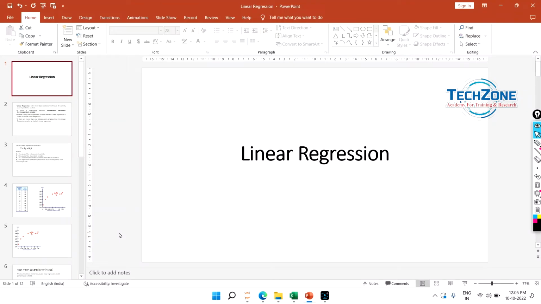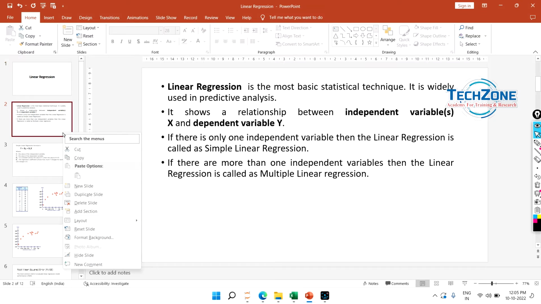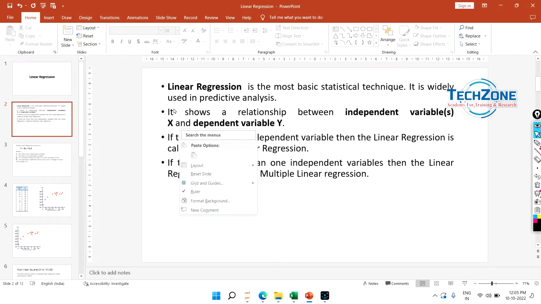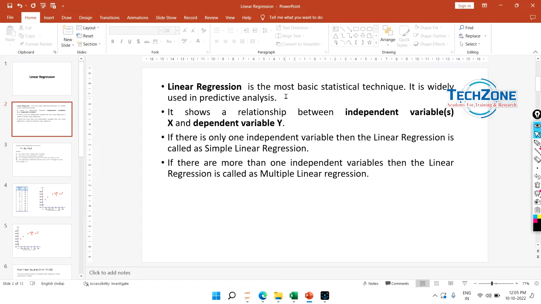In this video we will learn about linear regression. Now, linear regression is the most basic statistical technique. It is the most basic technique and it is widely used in predictive analysis. It shows a relationship between independent variable x and dependent variable y.